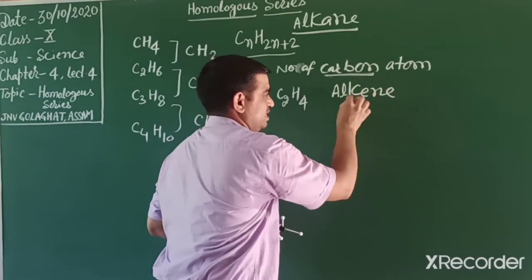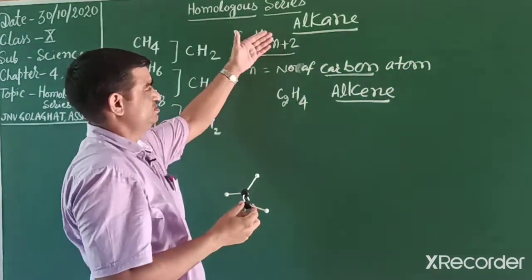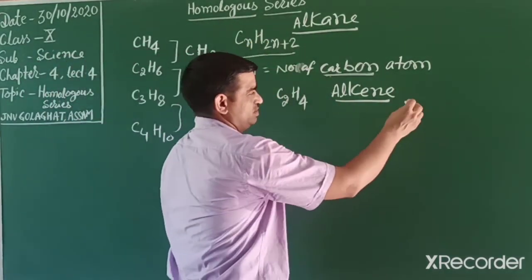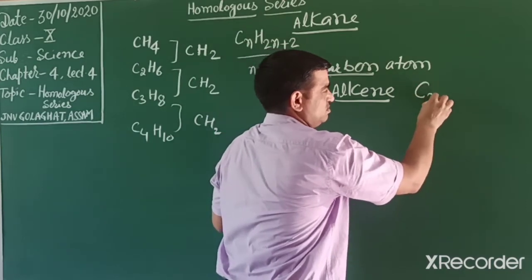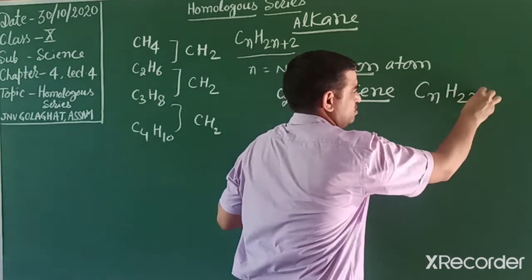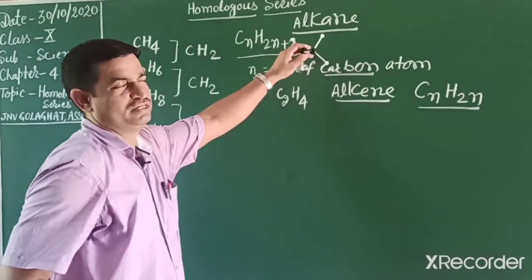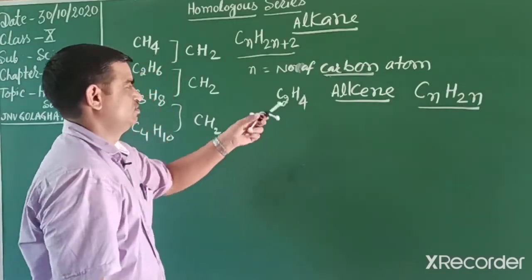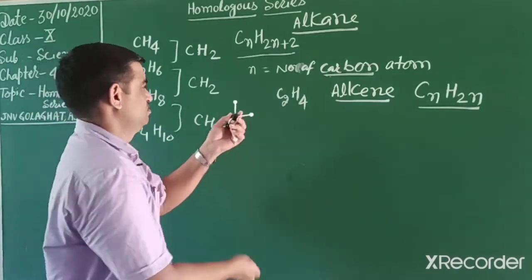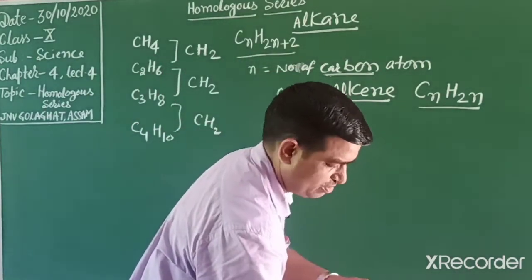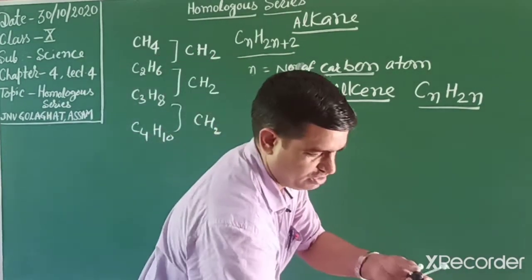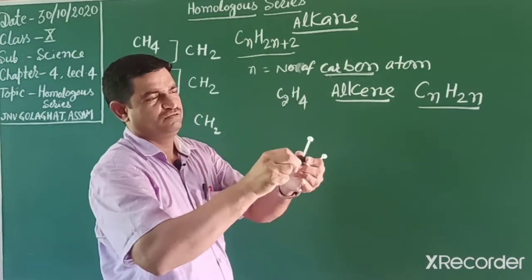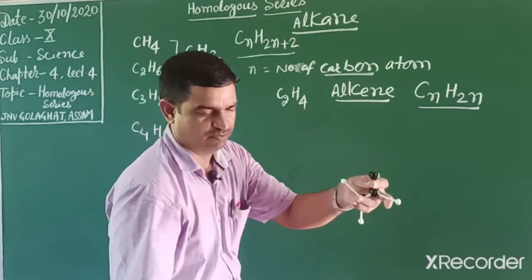So, students, in alkene, what do we have to change in the general chemical formula? We have to remove 2 hydrogen. So the alkene general chemical formula we can write as CnH2n. Why? Because we remove 2 hydrogen from the normal formula. So for the next member, we add one more carbon atom.